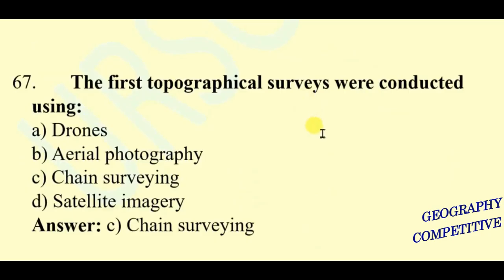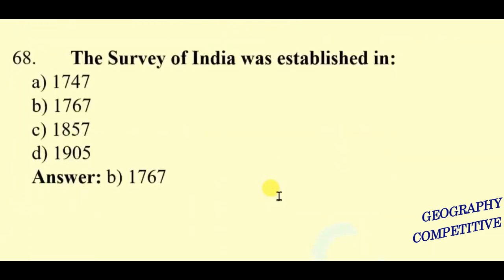Question 67. The first topographical surveys were conducted using drones, aerial photography, chain surveying, satellite imagery. Here the right answer will be chain surveying, because at that time drones, aerial photography and satellite imagery were not present. So chain surveying means manual surveying took place in earlier times at the start of topographical surveys or topographical maps.